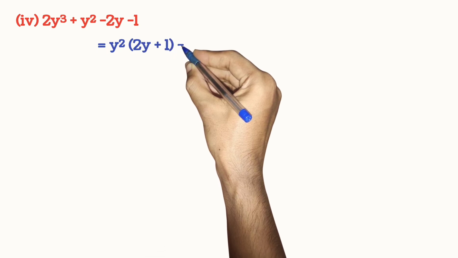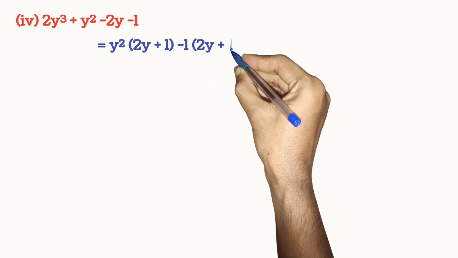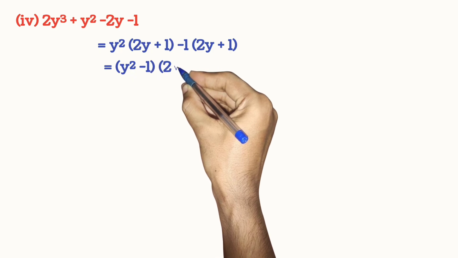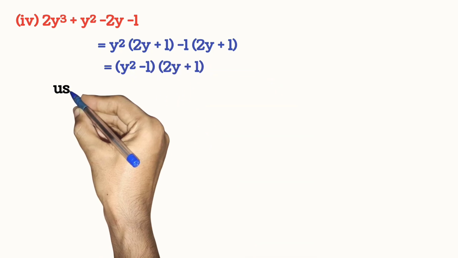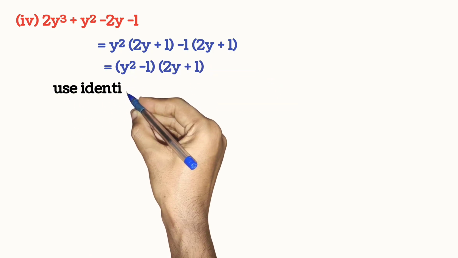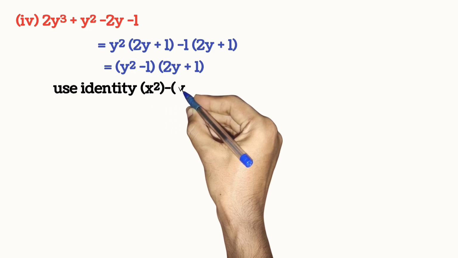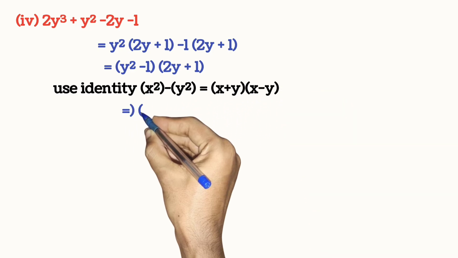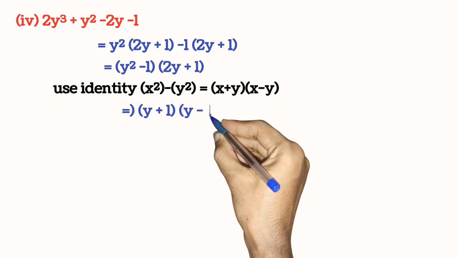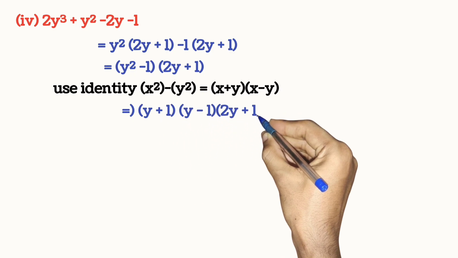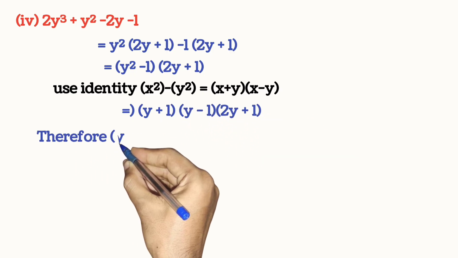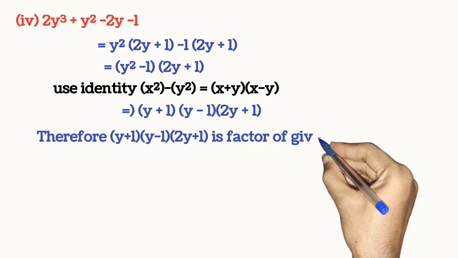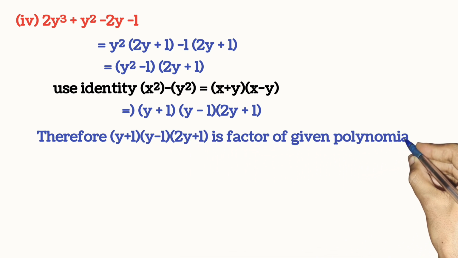Now 2y cubed plus y squared minus 2y minus 1. Taking y squared as common, we get 2y plus 1, and taking minus 1 as common, we get 2y plus 1. Then y squared minus 1 into 2y plus 1. Now use the identity x squared minus y squared is equal to x plus y into x minus y. That implies y plus 1 into y minus 1 into 2y plus 1. Therefore, y plus 1, y minus 1 and 2y plus 1 are factors of the given polynomial.